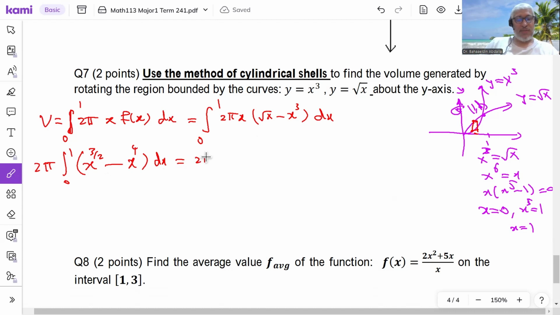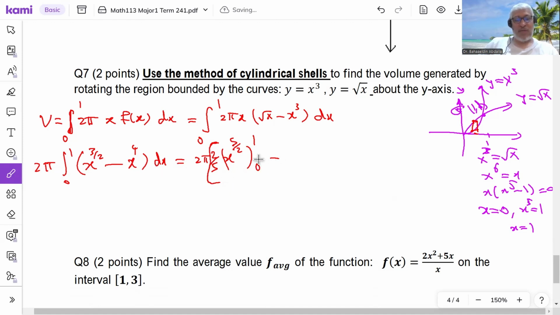And now this is equal to 2 pi from 0 to 1. Let me find the integral. The integral of x to the power 3 over 2 is x to the power 3 over 2 plus 1, that's 5 over 2, (3 over 2 plus 2 over 2), over 5 over 2, or multiplied by 2 over 5. And this one should be from 0 to 1, minus, of course, 2 pi will be multiplied by both of them.